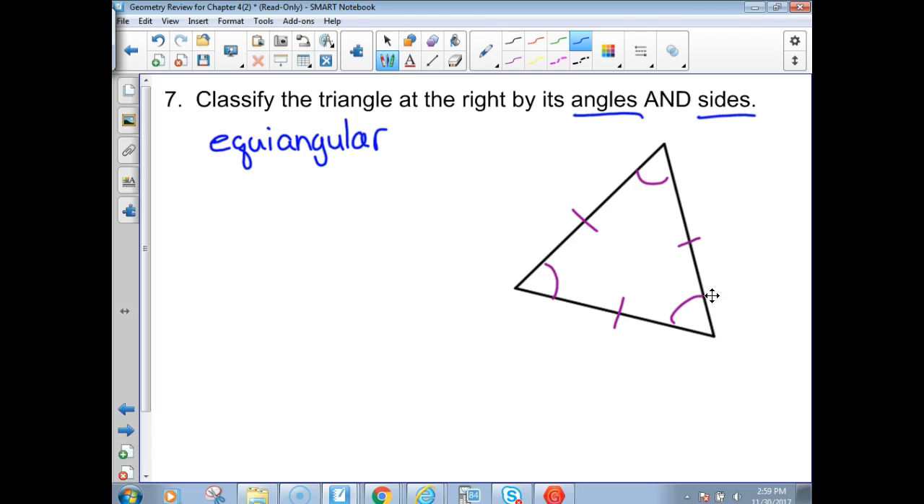Okay, the sides are equal. That is equilateral for sides. I don't care which one you really wrote first or second, just as long as you have both of them. Equiangular and equilateral. Whenever you have a triangle with all three angles the same, it's got all three sides the same. And whenever you have a triangle with all three sides the same, all the angles have to be the same.